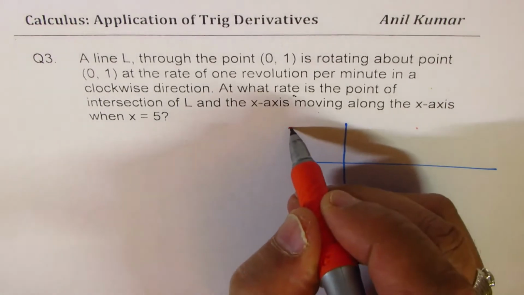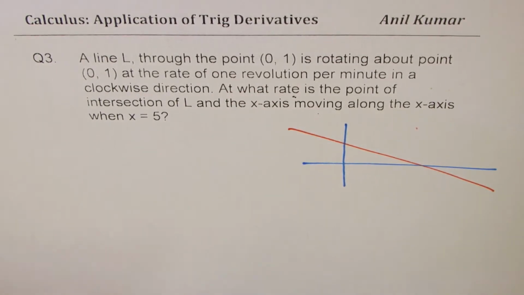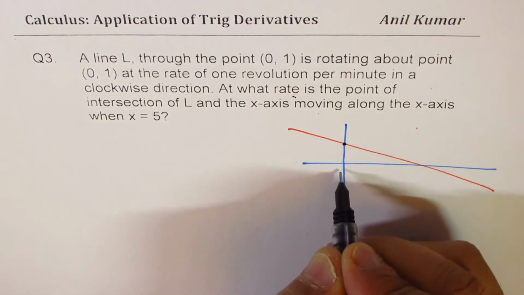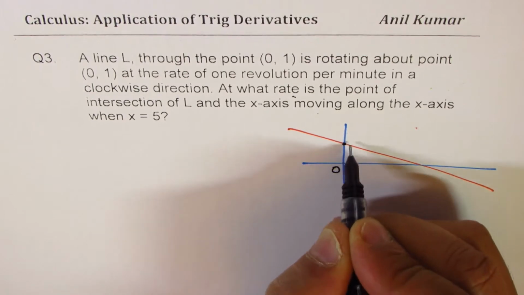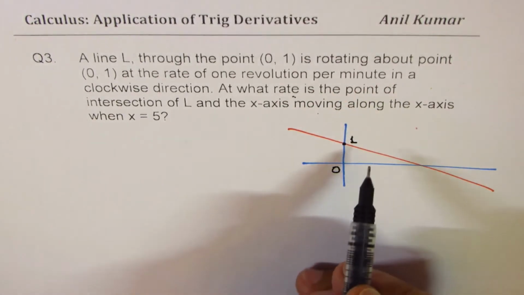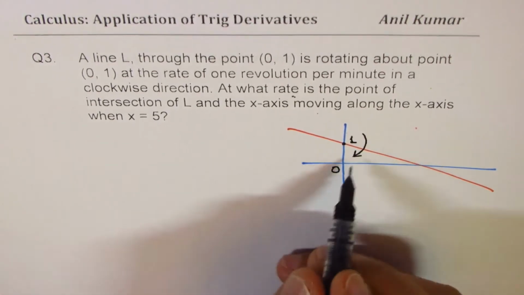So we have a line kind of like this, which is rotating about a point (0,1). So that's your y-intercept. This is the point (0,1), right? So when it rotates, it's rotating in clockwise direction.